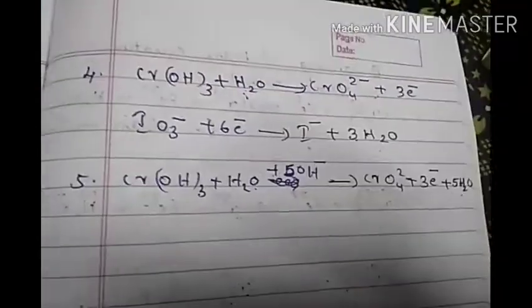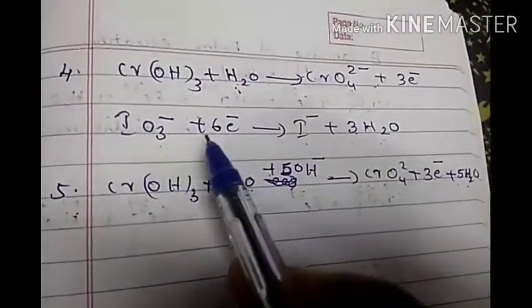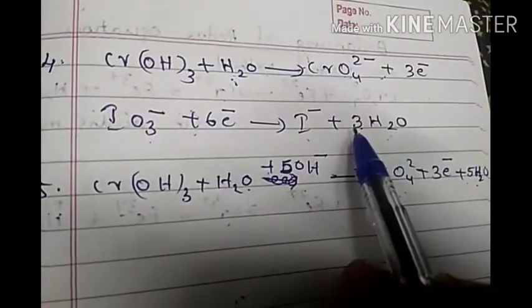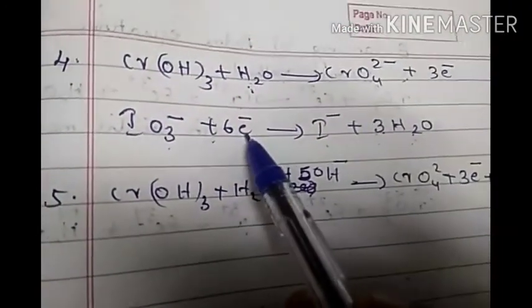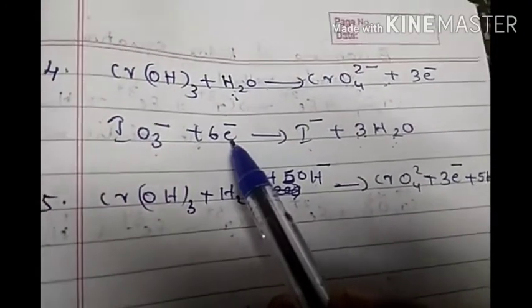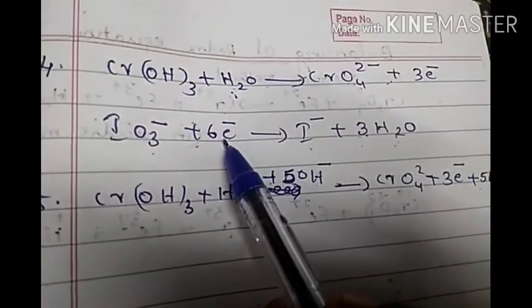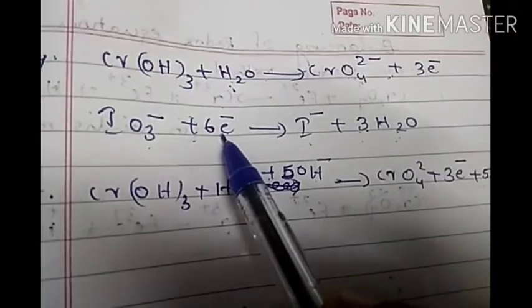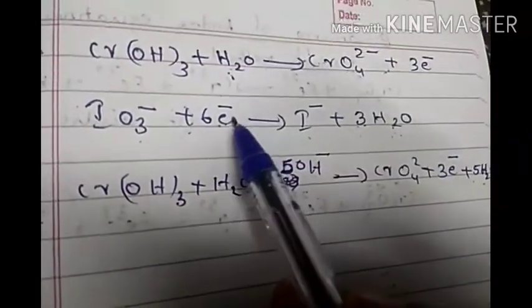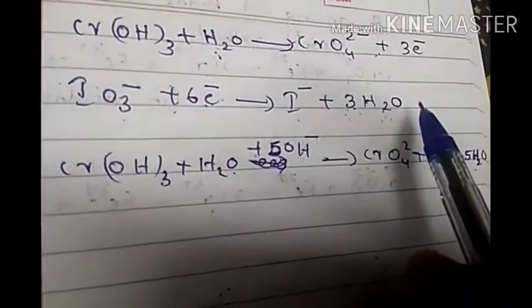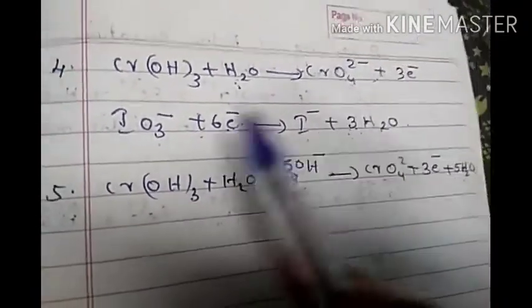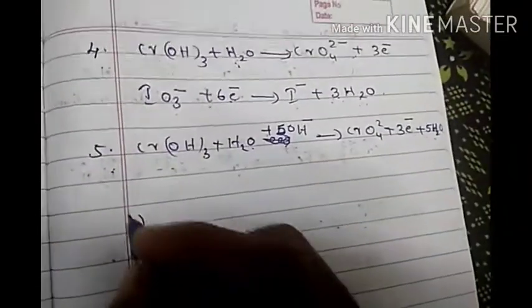Now in the second equation, in the reactant side there is no hydrogen, but in the product side 3 into 2, 6 hydrogen atoms are there. So this reactant side is deficient in hydrogen atoms. So there, in the reactant side, we have to add water molecules. How many water molecules we have to add? 6 water molecules we have to add in the reactant side, and in the opposite side, that is in the product side, we have to add 6 OH minus. So this equation can be written like this.